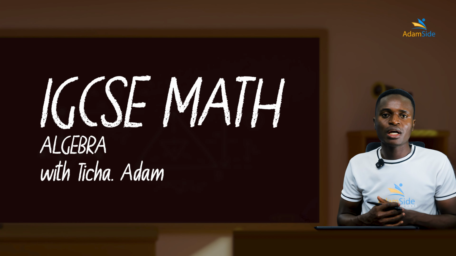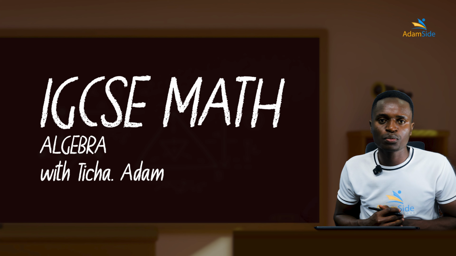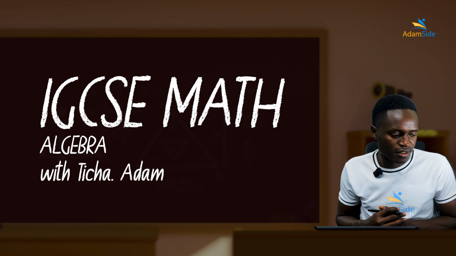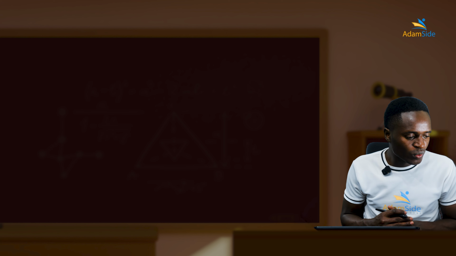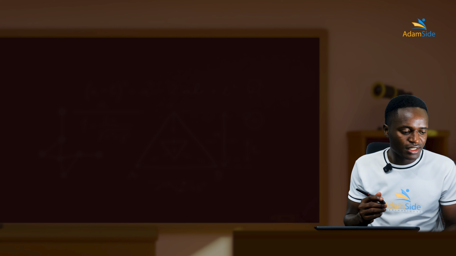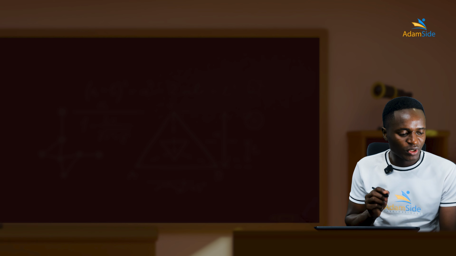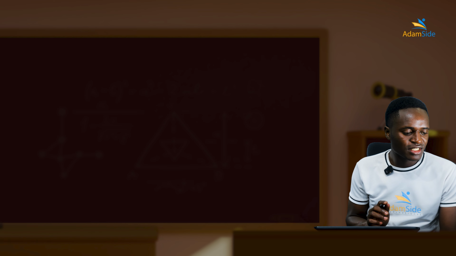I'm teacher Adam. I'm going to solve questions that are mostly tested in applying the knowledge of integers. Question number 1. At noon, the temperature in Maseru was 21 degrees Celsius. At midnight, the temperature had fallen by 26 degrees Celsius. Work out the temperature at midnight.